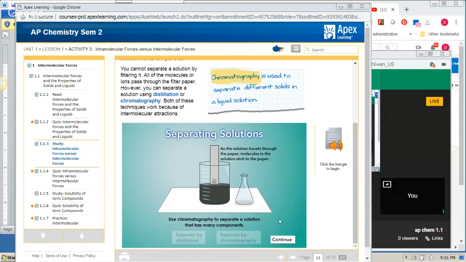Chromatography separates a solution using a mobile phase and a stationary phase. The stationary phase is a solid that doesn't move, like paper. The mobile phase is a solution that travels through the stationary phase. As the mobile phase travels through the stationary phase, molecules are absorbed in or stick to the surface of the stationary phase. The attraction between the stationary phase and solute molecules competes with the attraction between solvent and solute molecules.